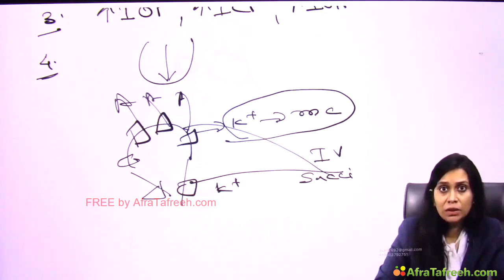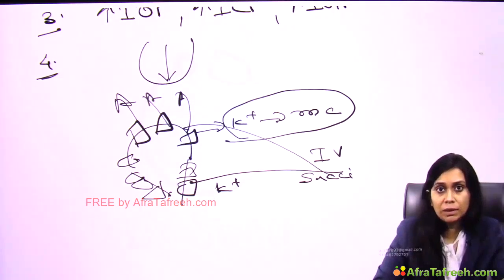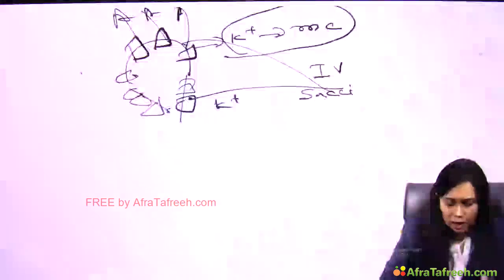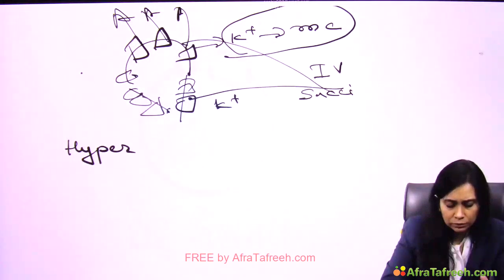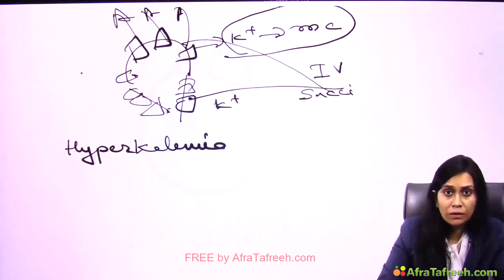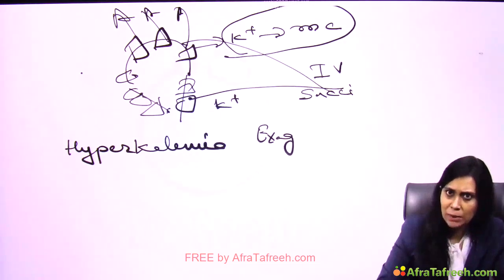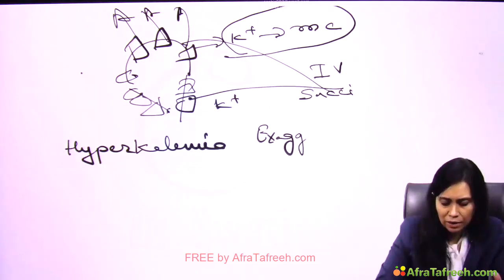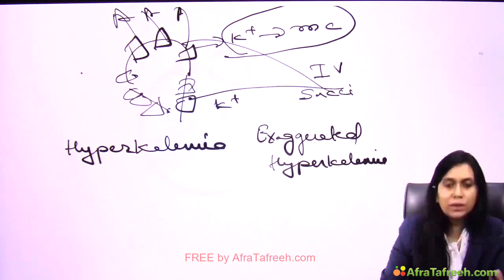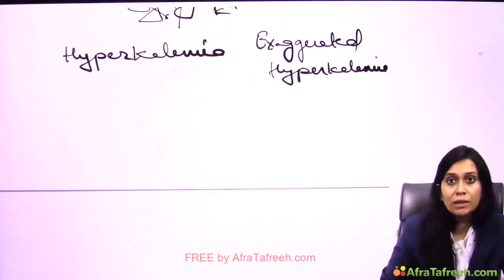And in a subset of patients where this extrajunctional receptor is proliferated more in number, we get exaggerated hyperkalemia. Got it? So we get hyperkalemia in all patients, and we get exaggerated hyperkalemia in a subset of patients in whom we avoid using succinylcholine. So what are those patients in which we have a risk of exaggerated hyperkalemia?